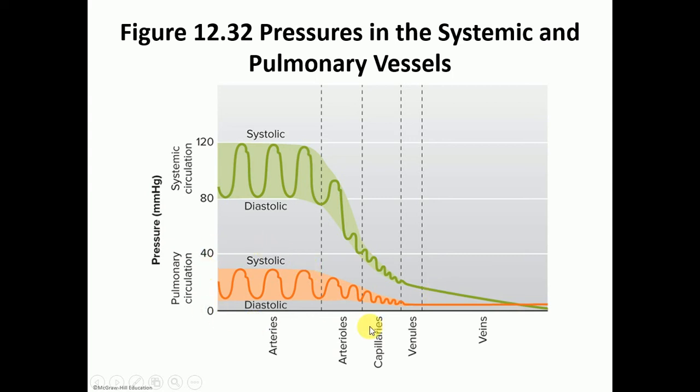The pressure in the pulmonary circulation is significantly less. So you'll see here, even in the big pulmonary artery, the pressure is much less comparing it to the pressure in the aorta, for example. And again, as we move further away from the bigger arteries, the blood pressure tends to decrease. But you see in the pulmonary circulation, it does not really reach that 0. It goes to about 3 or 4.